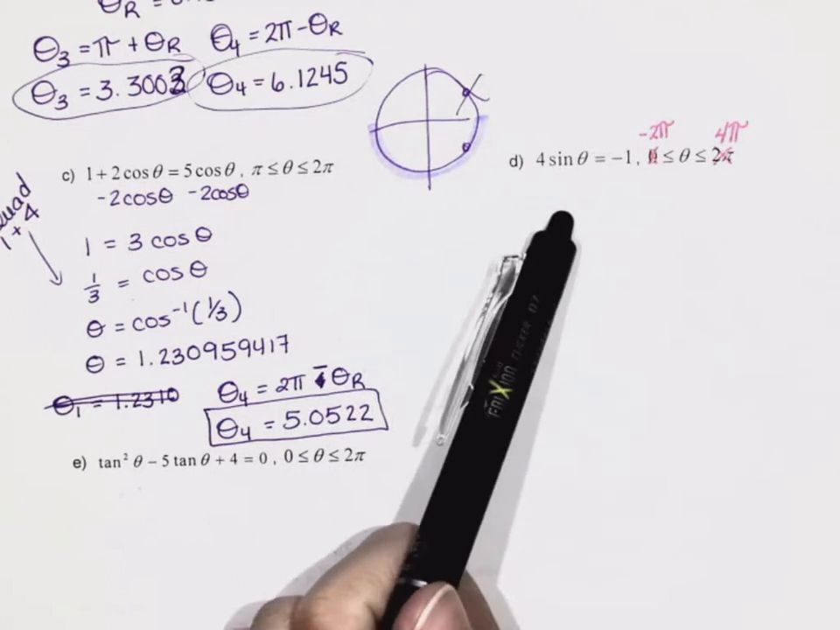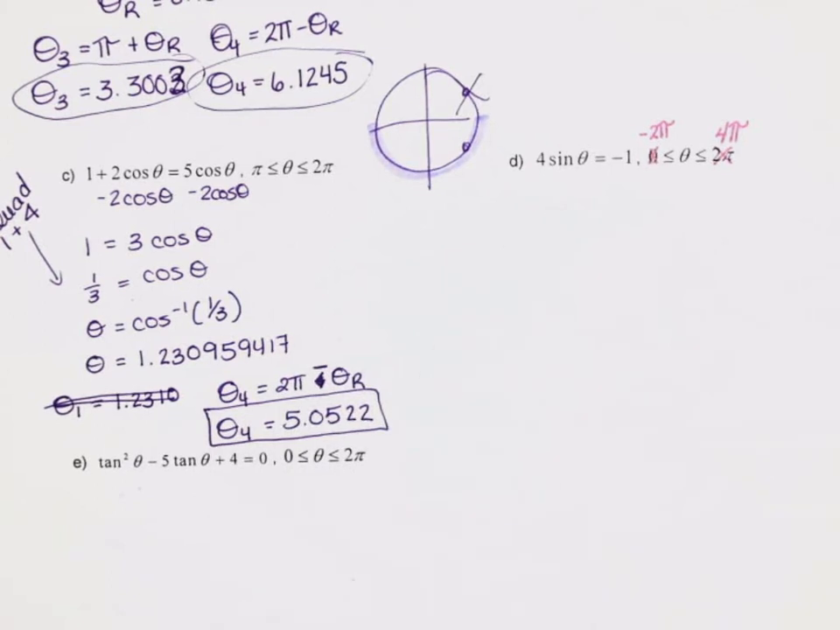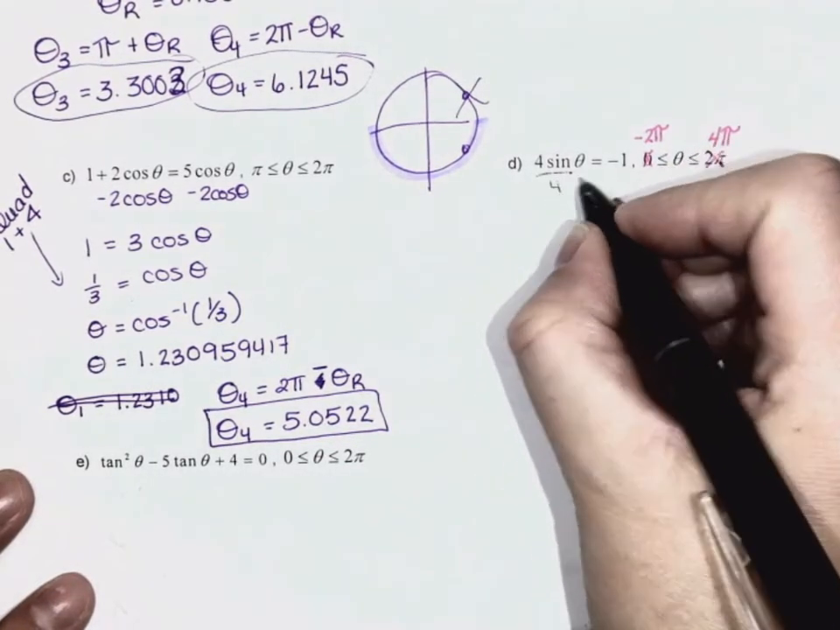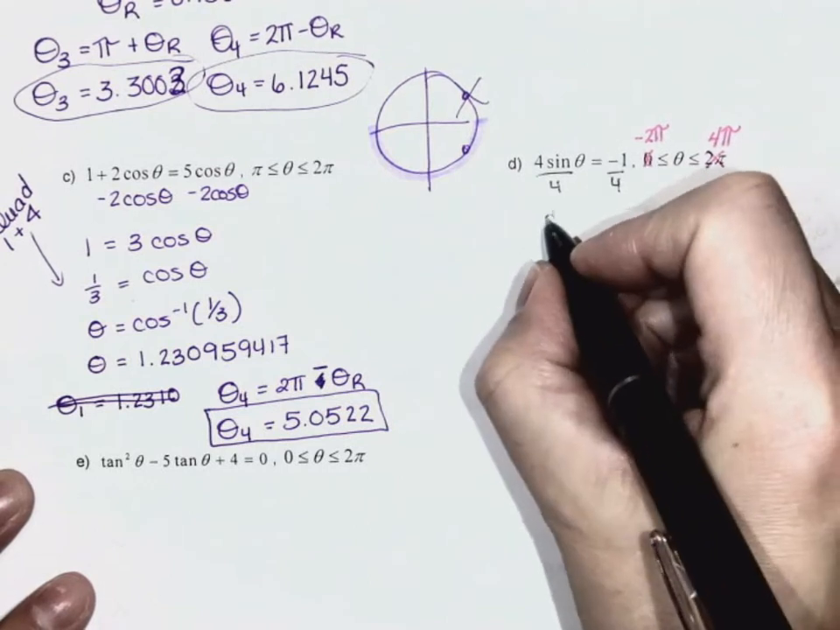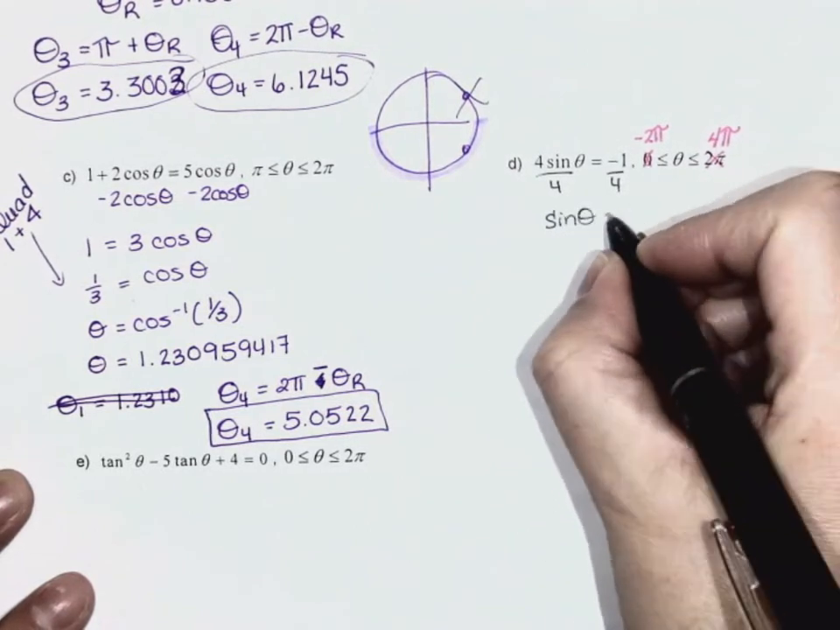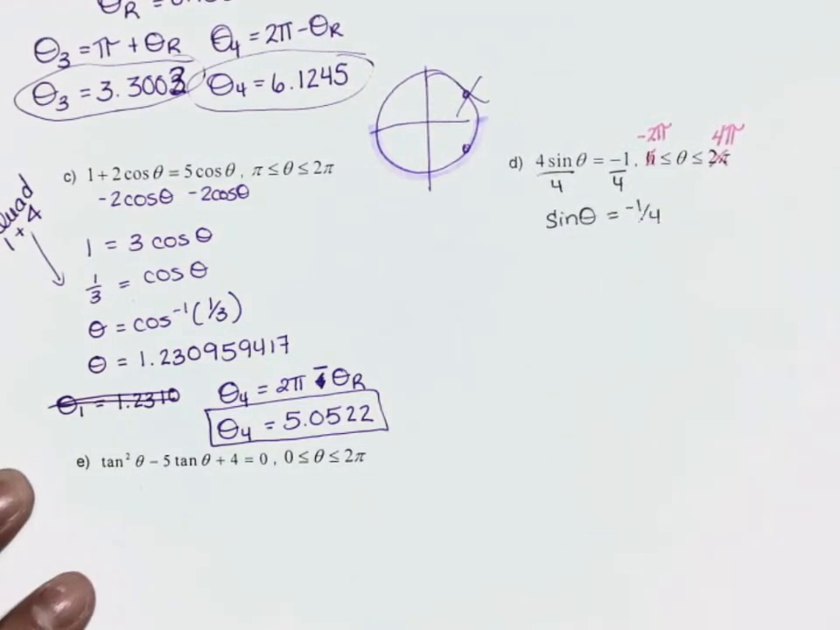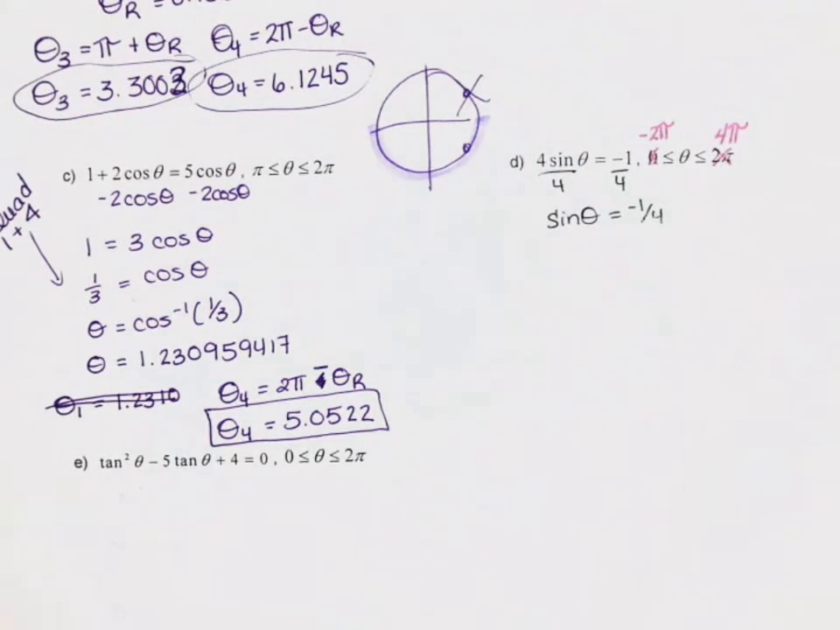Okay, so what am I doing with this one? This one's nice and easy to solve. Do I need to say let x equal or anything? I think this one's pretty straightforward. We're just going to divide out that 4, right? So sine theta is equal to a negative 1/4. So as soon as you see that negative, you're probably going to have reference angles, right?